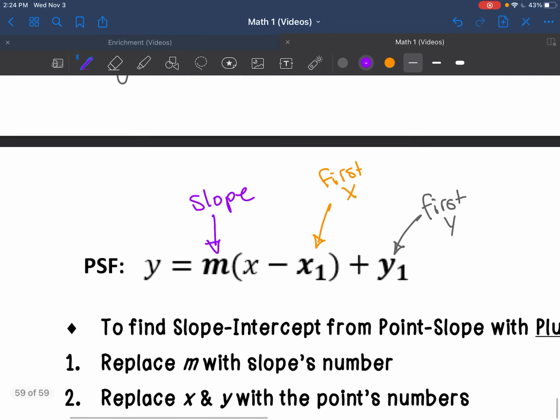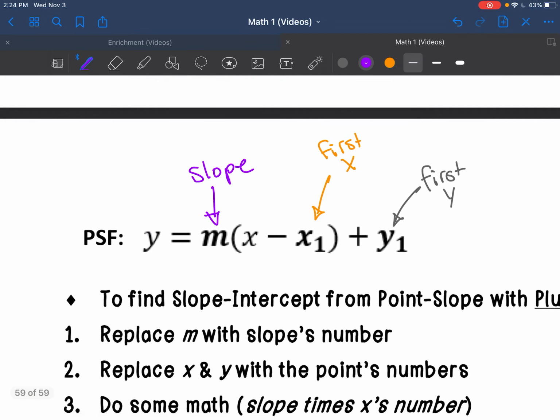On the back side of your paper, you have point slope form. Point slope form is y equals m times the quantity of x minus x1, plus y1, and m represents the slope, x1 represents the first x, y1 represents the first y. So this is like the super mathy way to write out point slope form. I prefer the super awesome Miss Rawolf formula that we've been using.